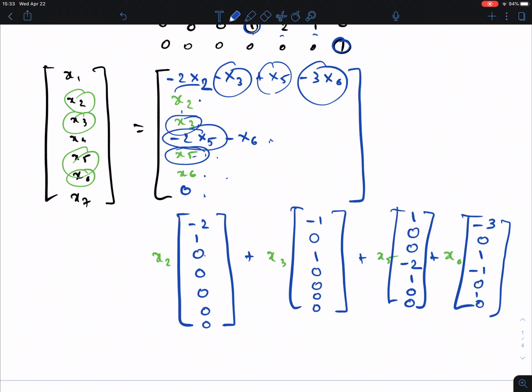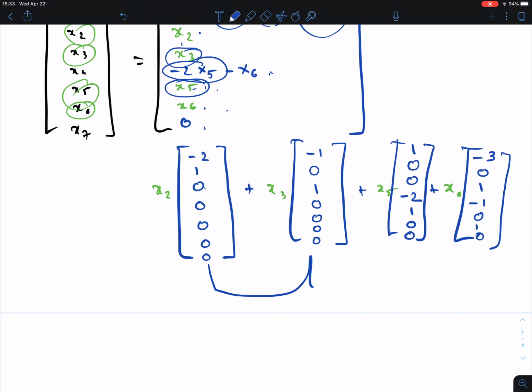And so these 4 columns that I have now, this is my basis. That's the basis. Okay? That's how you find the, so this is the basis of the null space. Sorry, let me make it more explicit.